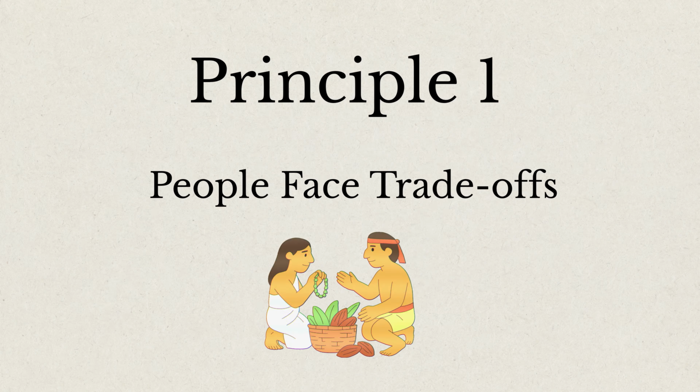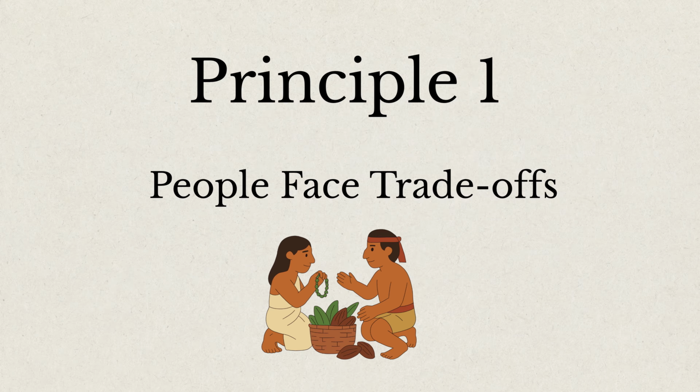Every decision means giving up something. Study or Netflix, work more or enjoy free time, spend money or save money. You can't have everything. Even society faces trade-offs. So economics starts with this reality. You always choose between options.